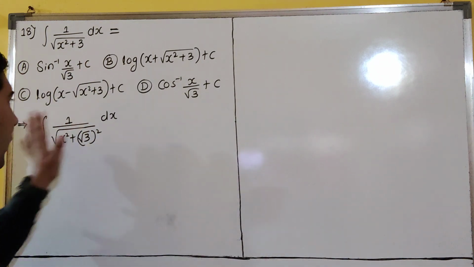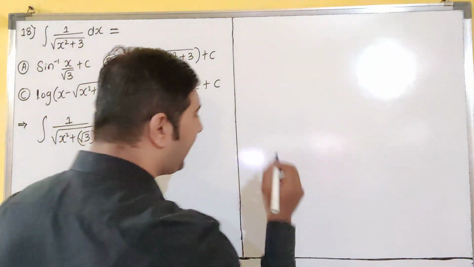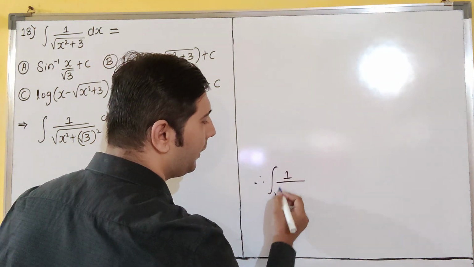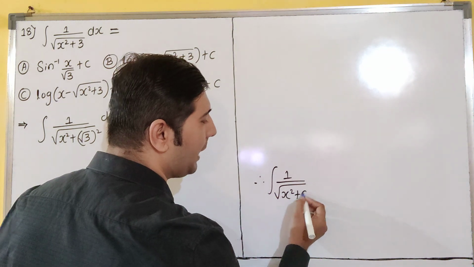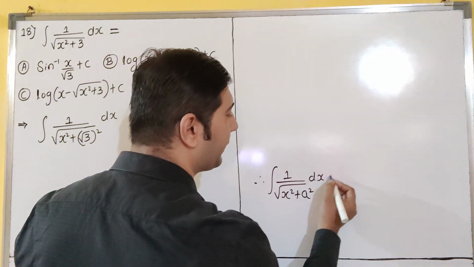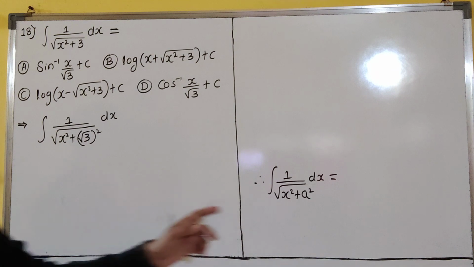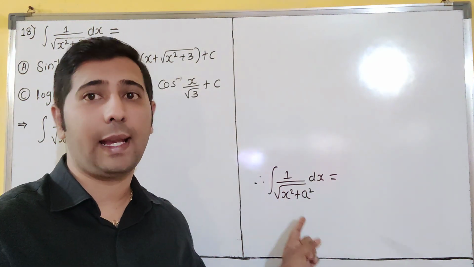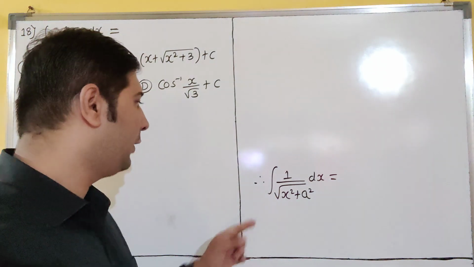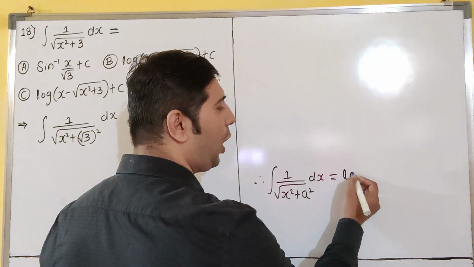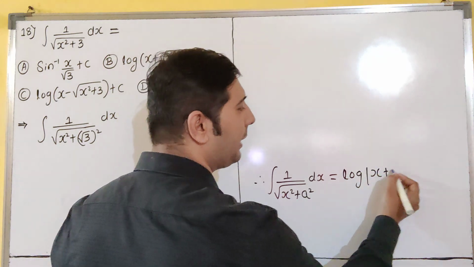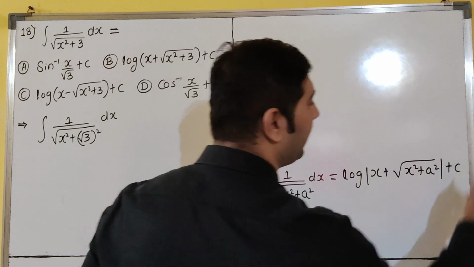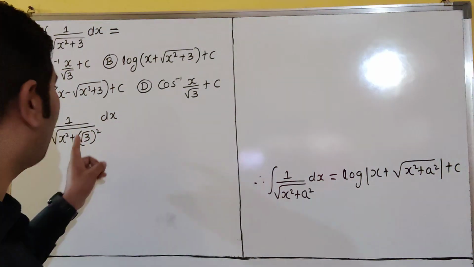So now how is this looking? We have a formula for this. Integration of 1 upon square root of x square plus a square dx. Can you remember this formula? This is also there in exercise 7.4 of integration. The formula is log of x plus square root of x square plus a square, plus c. This is the formula for this question, dear students.